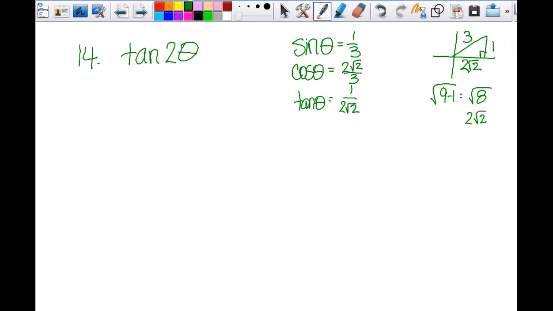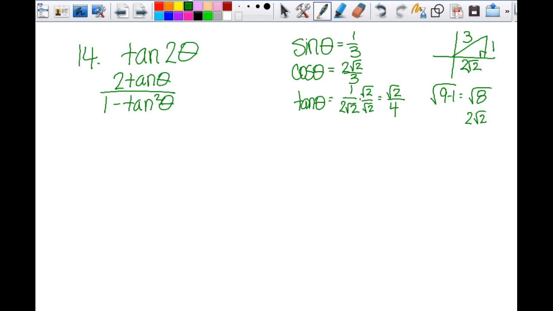But the problem is I have a square root in the denominator, right? So I'm going to rationalize. So this gives me the square root of 2 over 4. Okay, so that's just to get me started because I need that information to be able to do this, right? Then I need to know what I change this to. This becomes tangent theta over 1 minus tangent squared theta. Right? You with me? All right.